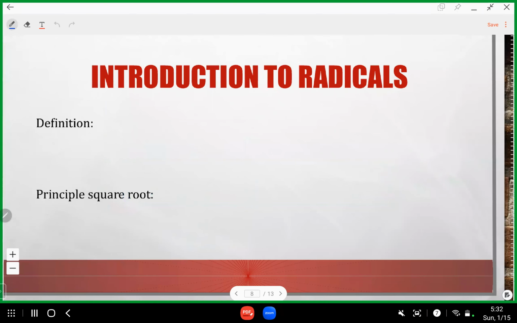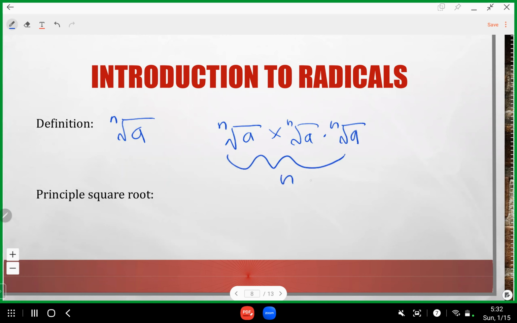Now let's learn something about radicals. What are radicals? That's just the nth root of a. So what is the nth root of a? This is basically the nth root of a multiplied by itself n times is equal to a, okay?